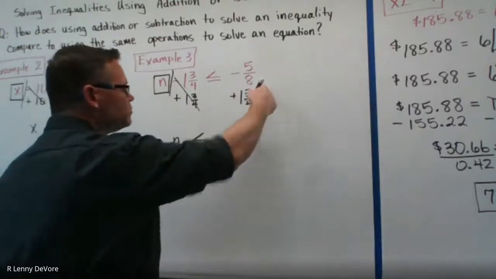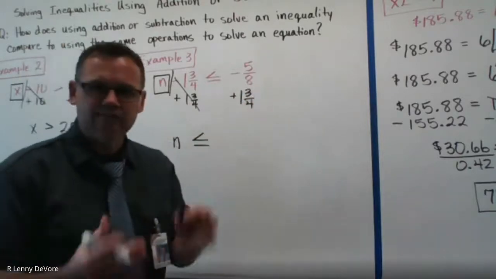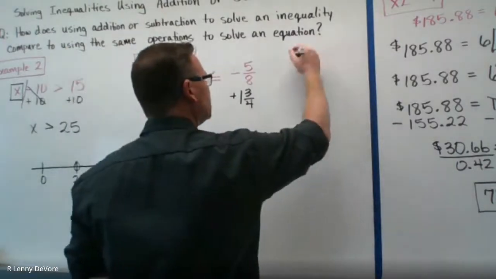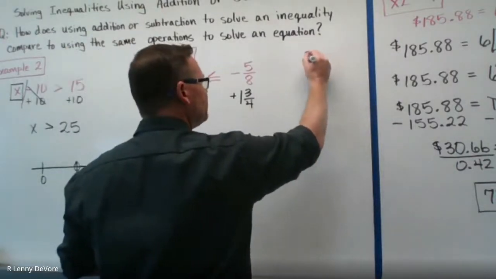Now this right here, in order for me to subtract these, I have to have the same denominator. So in other words, what I'm showing over here is it's going to be 3/4, right?